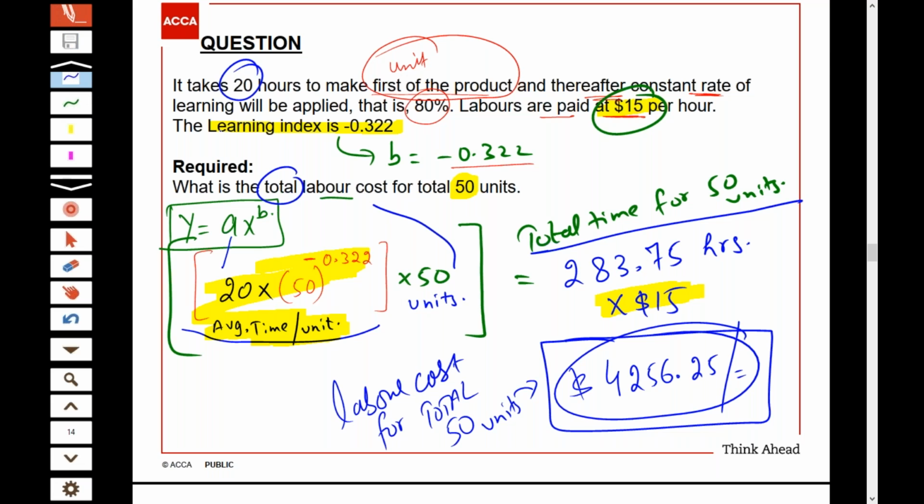Now the yellow shaded area, this one, the yellow shaded area is the average time per unit, and we need total time, so we need to multiply by 50 to get the total time, and this is the total labor cost for 50 units.